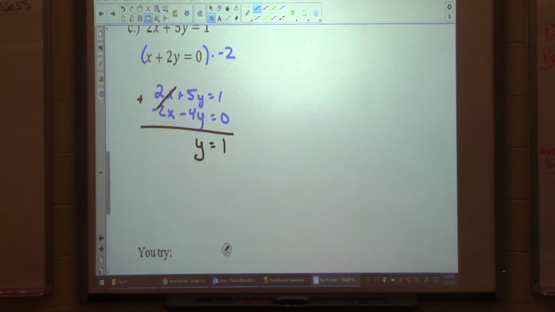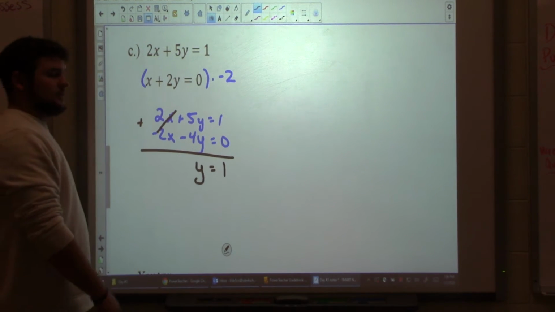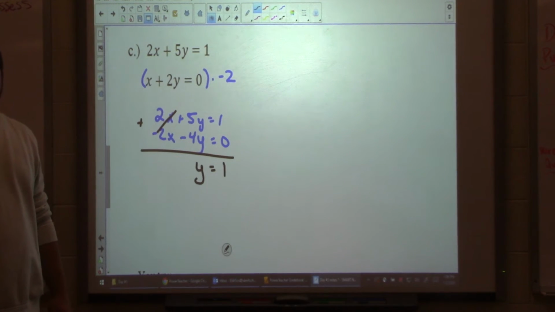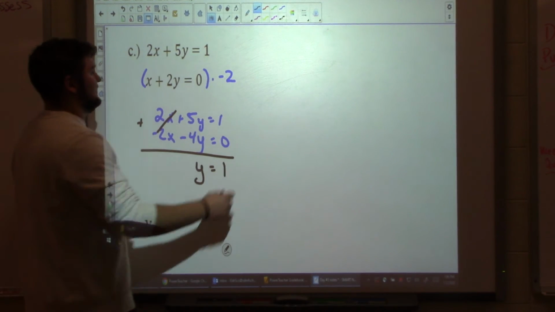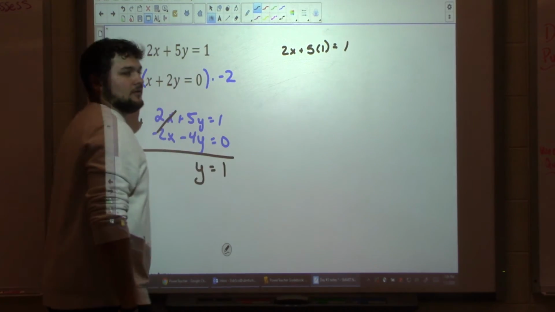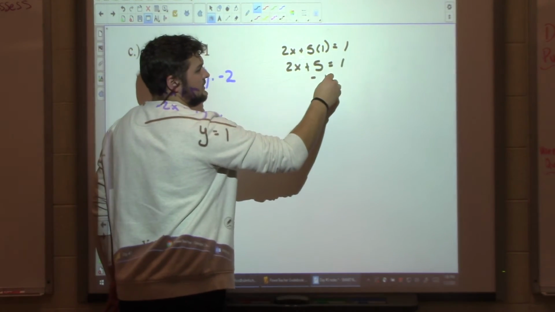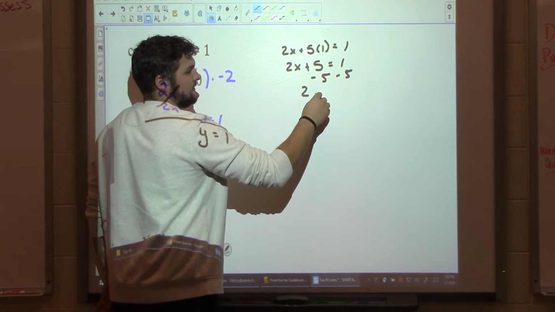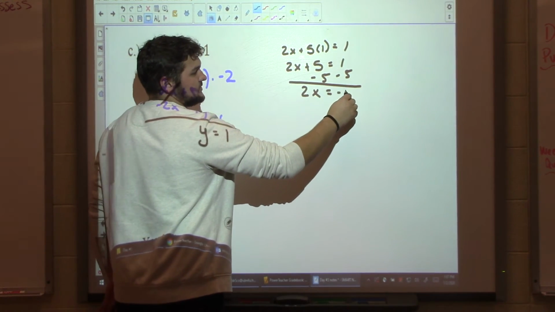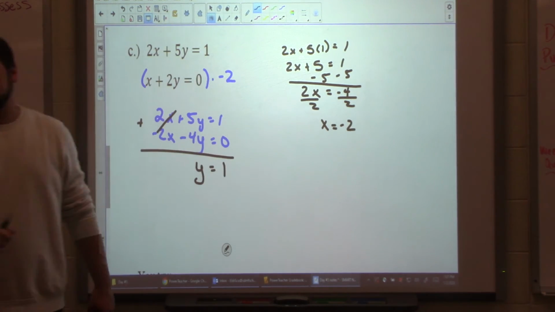Alright. What should I do with y equals 1 then, AJ? Plug it in to either of my original equations. Doesn't matter which one you choose, just got to go into one of them. Johnny, which one do you want to plug it into? Top or bottom? Top. Alright. 2x plus 5 times 1 equals 1. 2x plus 5 equals 1, minus 5. I get 2x equals negative 4, so when I divide by 2, I get x equals negative 2.